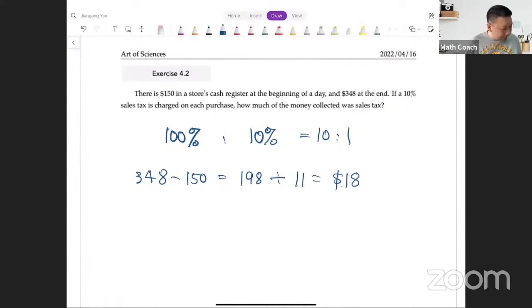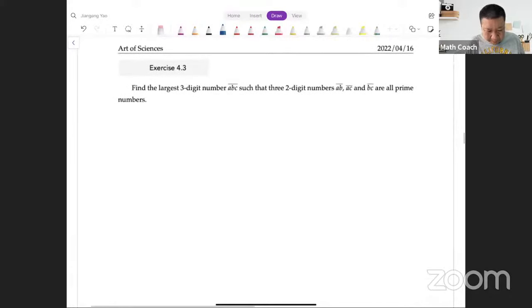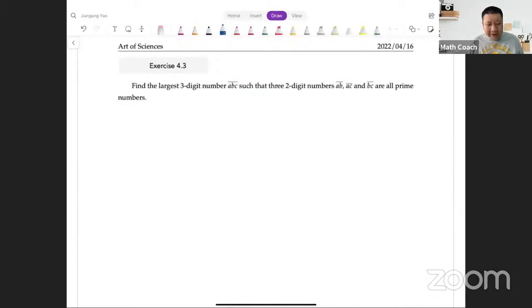All right, so no worry, 69, you still have a chance. Now next, that is problem 3. Find the largest 3-digit number ABC such that the 3 2-digit numbers constructed, 69, go ahead. No, your answer is wrong. Such that the 2-digit numbers AB, AC, and BC are all primes.